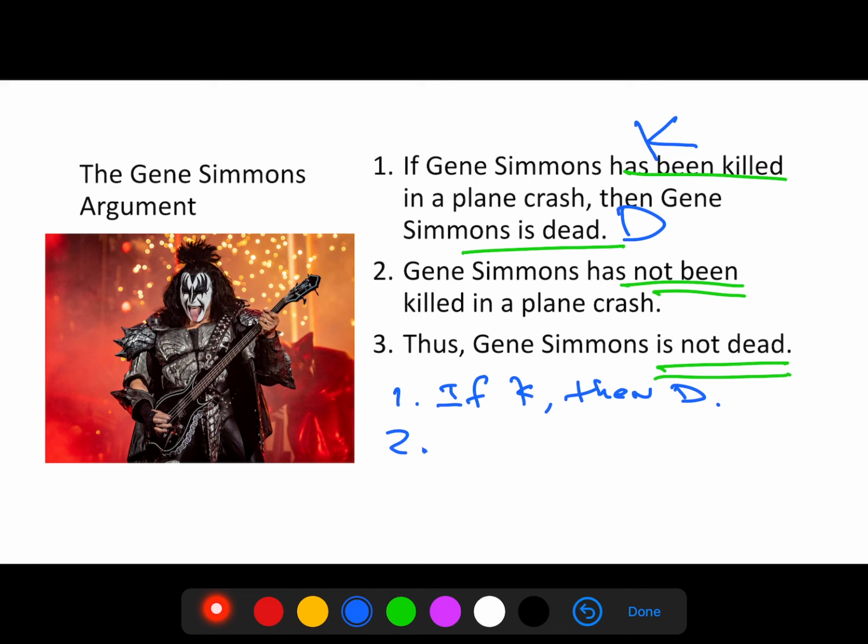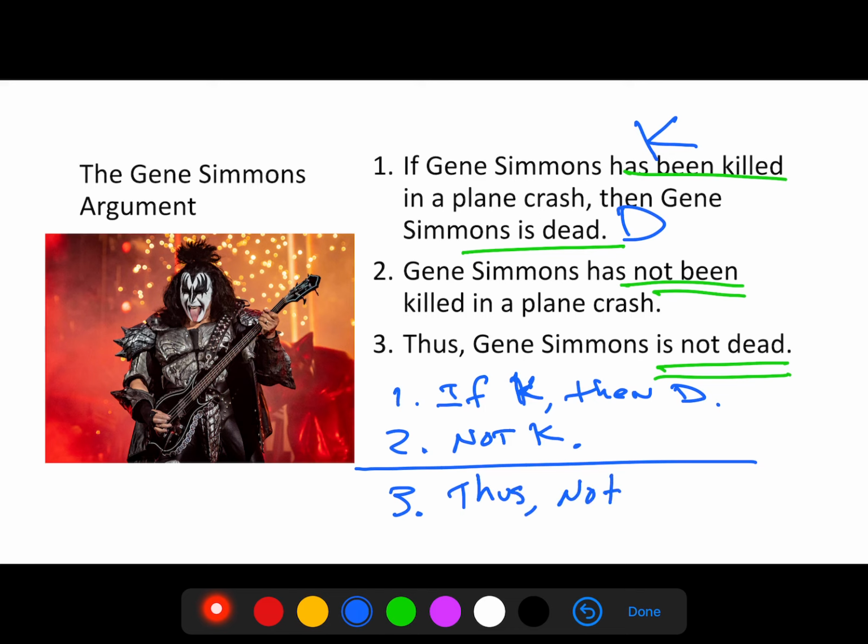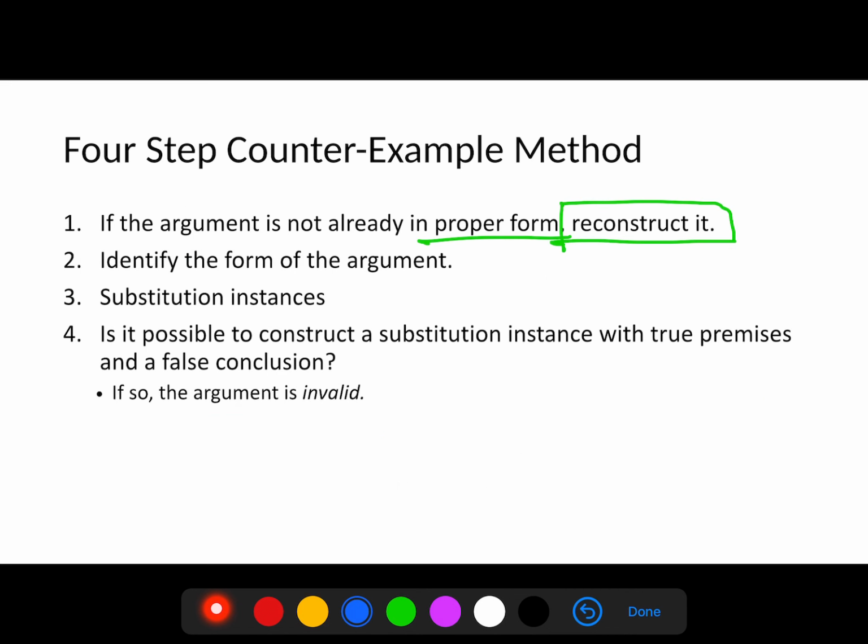Second line is Gene Simmons has not been killed in a plane crash, so I used K for killed in a plane crash, so not killed in a plane crash is not K. And then our last line, the conclusion, is Gene Simmons is not dead, so thus not D for not dead. So there's the underlying form of our argument.